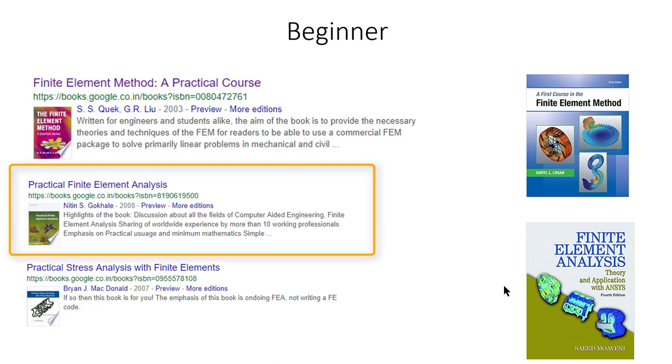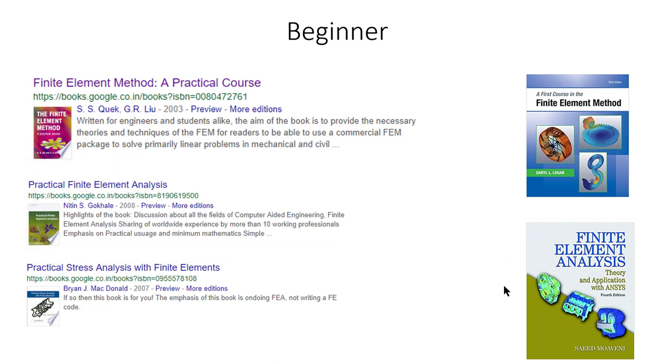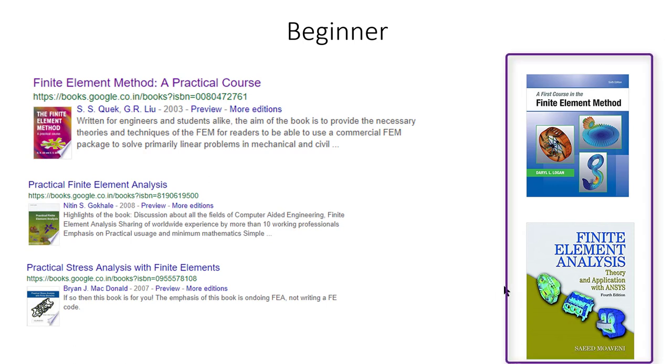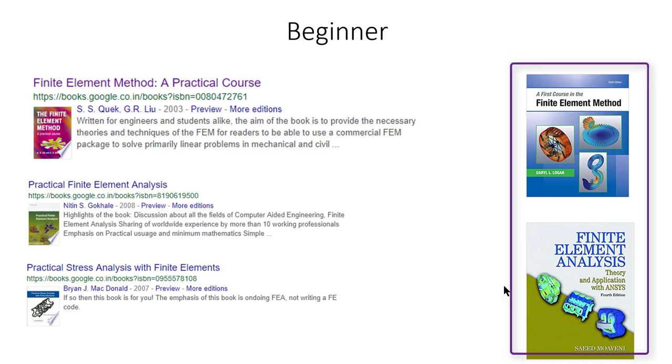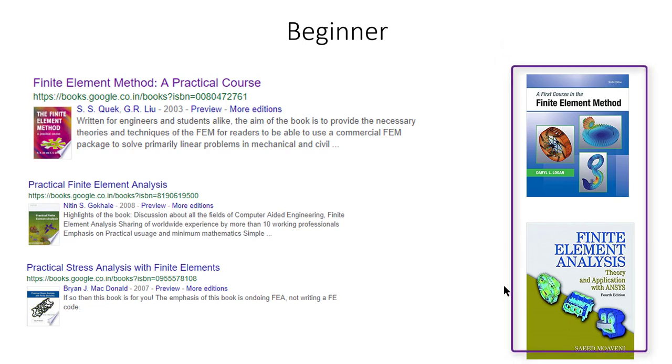Then Practical Stress Analysis with Finite Element Method. This is also a very good book. If you are referring to the top 2 books, that will be enough, but I will recommend going for the third book also. Now on the right hand side, you can see that I have mentioned 2 more books. First, A First Course in Finite Element Method. That will be a must book. That's why I have kept the image of the book.